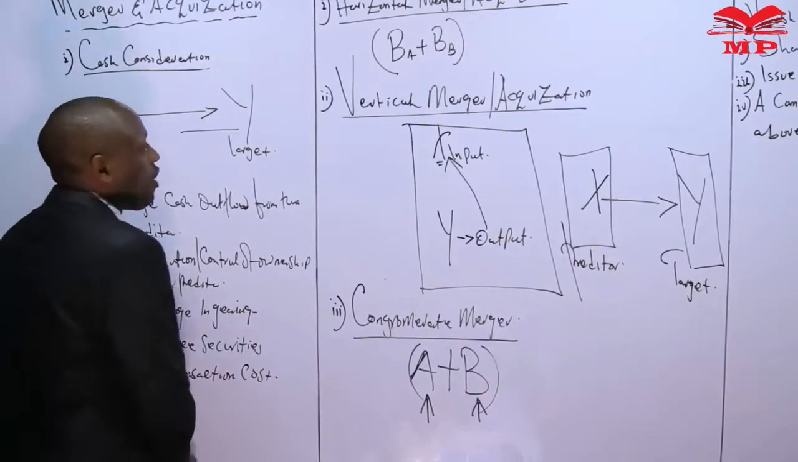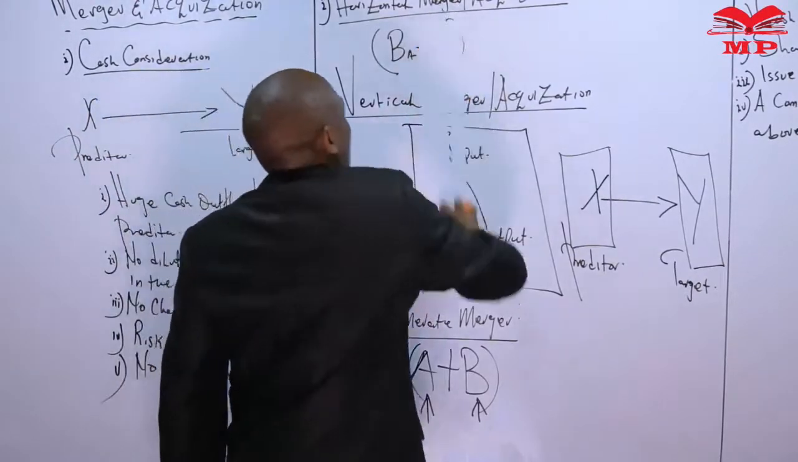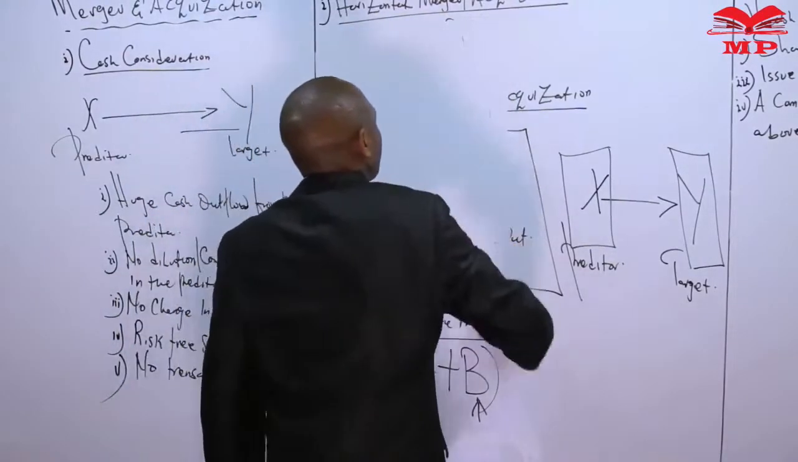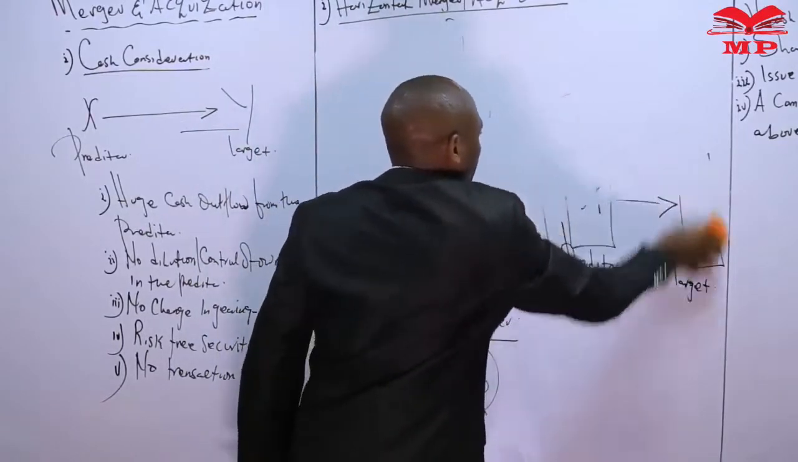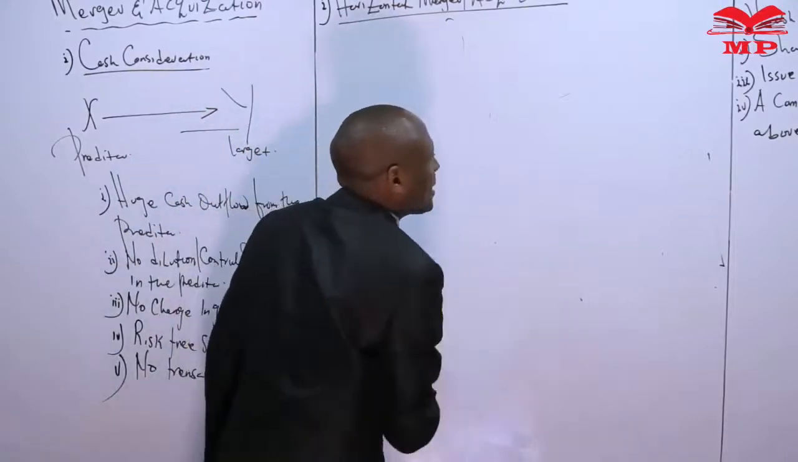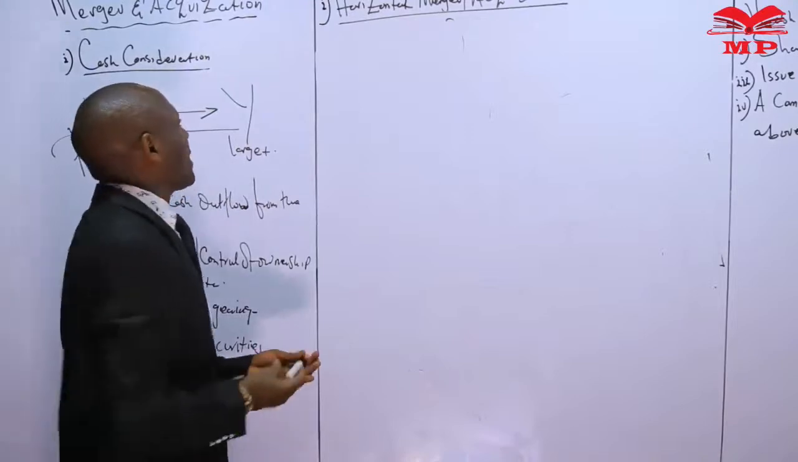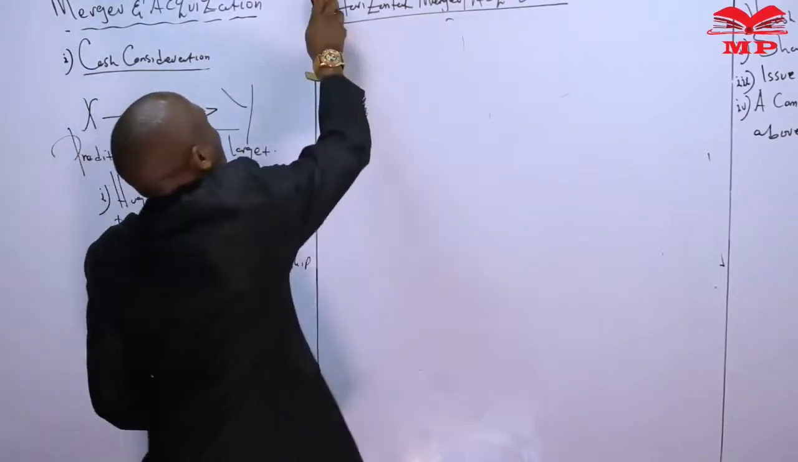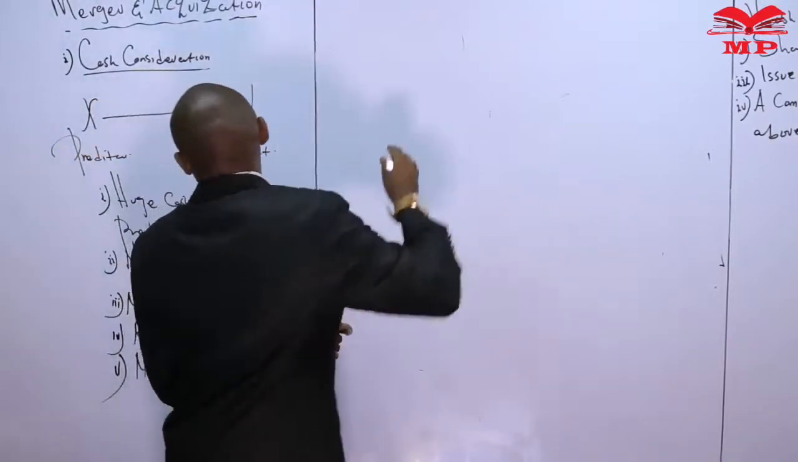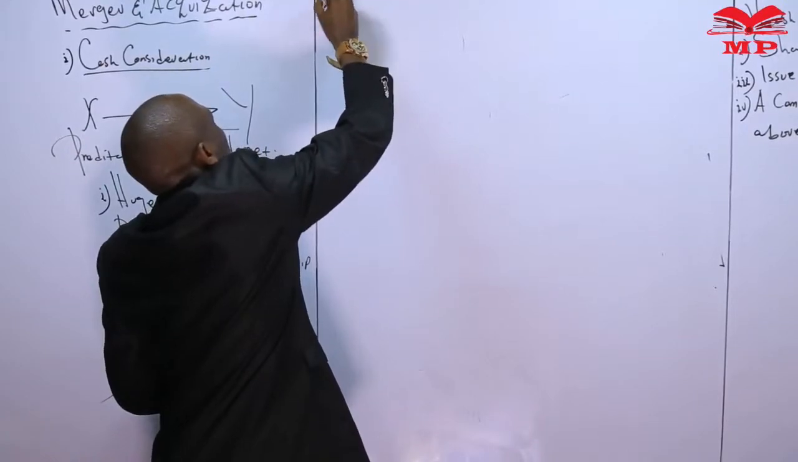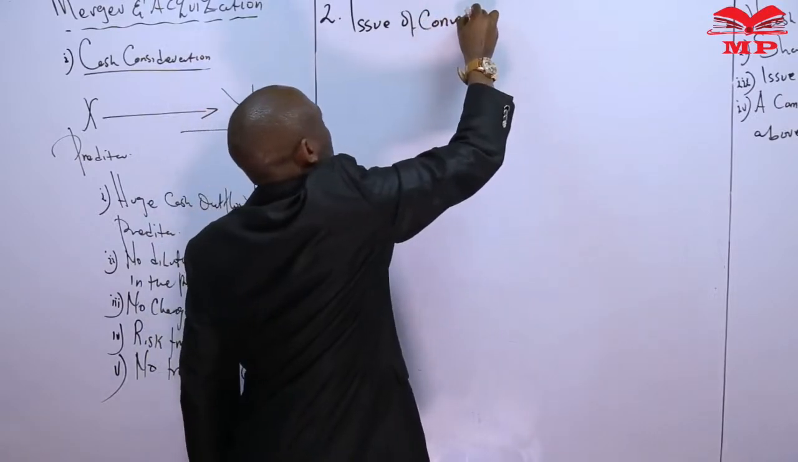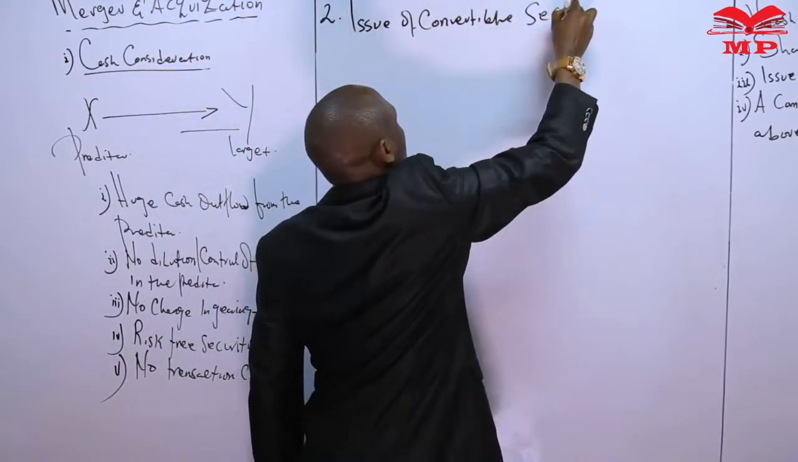Now, we look at the next form of consideration, and we've talked of share-for-share exchange. Or before we look at the share-for-share exchange, I would want us to start with the issue of convertible securities. Now, what do we mean by issue of convertible securities? Number two, this is issue of convertible securities.